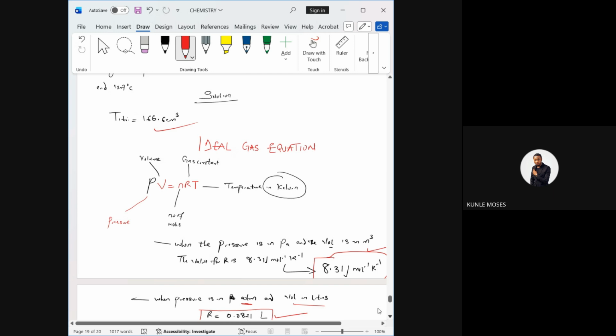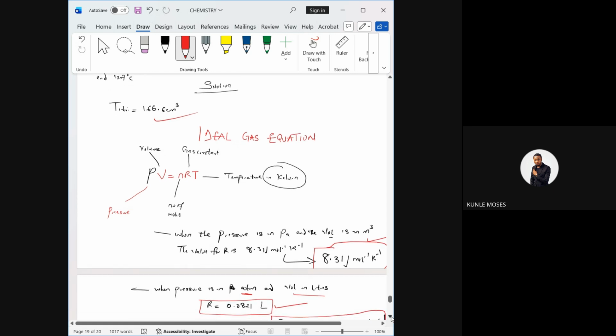So the value of R that we are going to use depends on the unit of your pressure and your volume. If your pressure is in Pascal and your volume is in meter cube, once your pressure is in Pascal, definitely your volume will be in meter cube. So you have to use 8.31. But if your pressure is in ATM, you use what? 0.0821. Hope you understand it now.